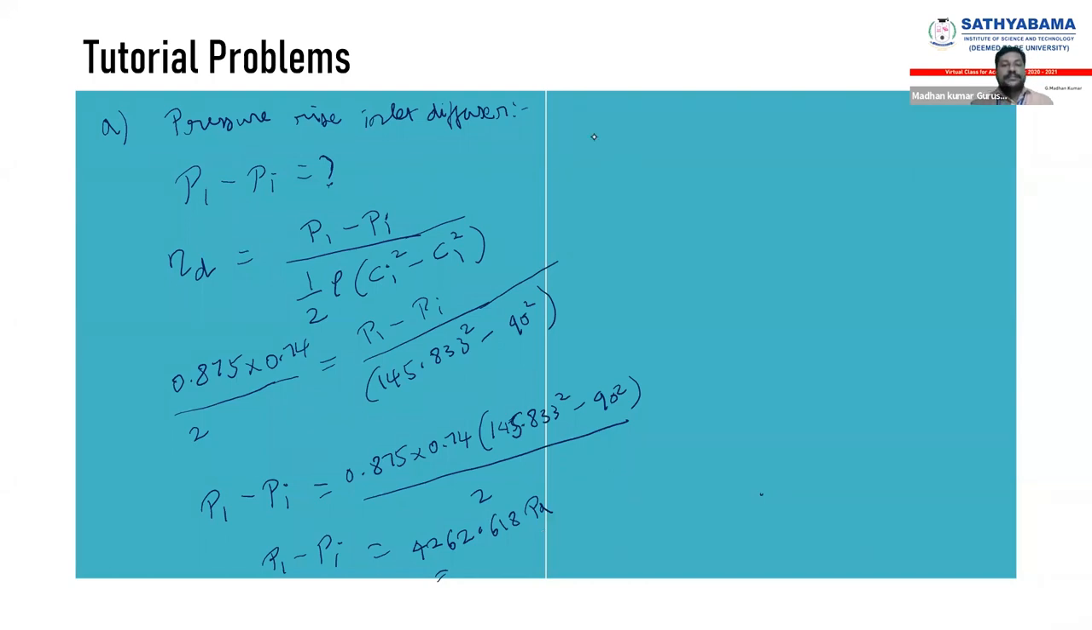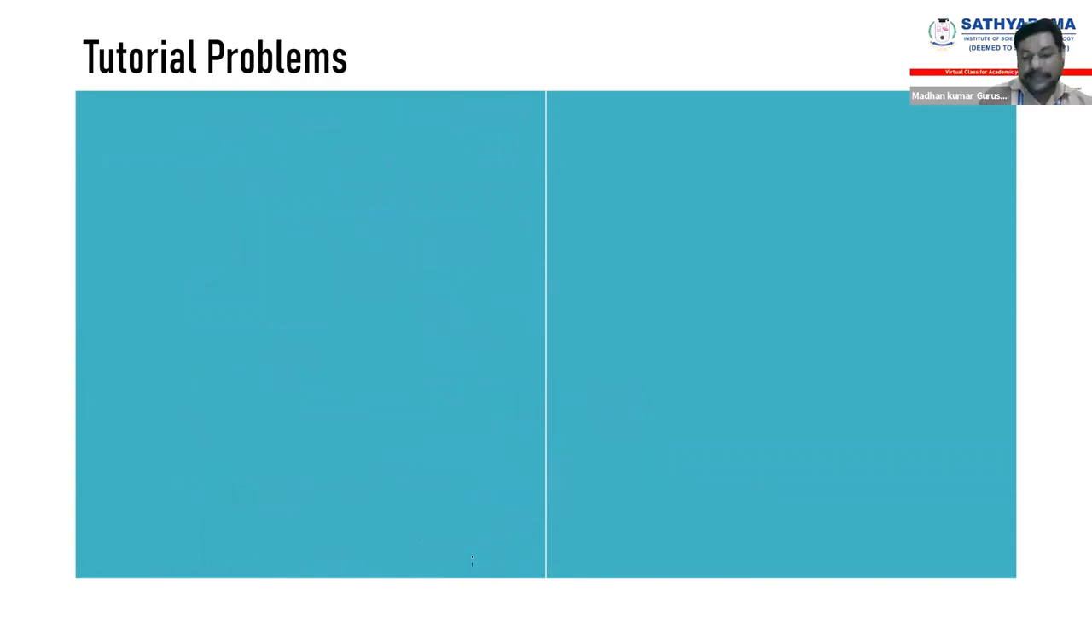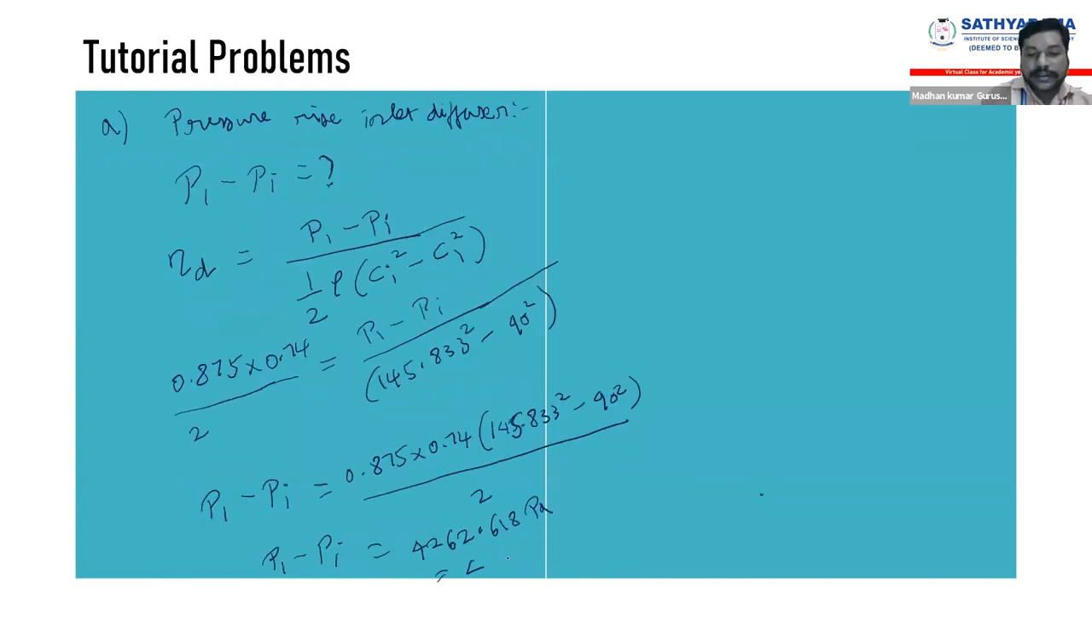Could you explain again? So for bar, you have to multiply with what? Into 10 to the power of minus 5. So 4262.618 Pascal has been converted into bar by multiplying with 10 power minus 5, right? That is bar. So this is your pressure rise in the inlet diffuser.